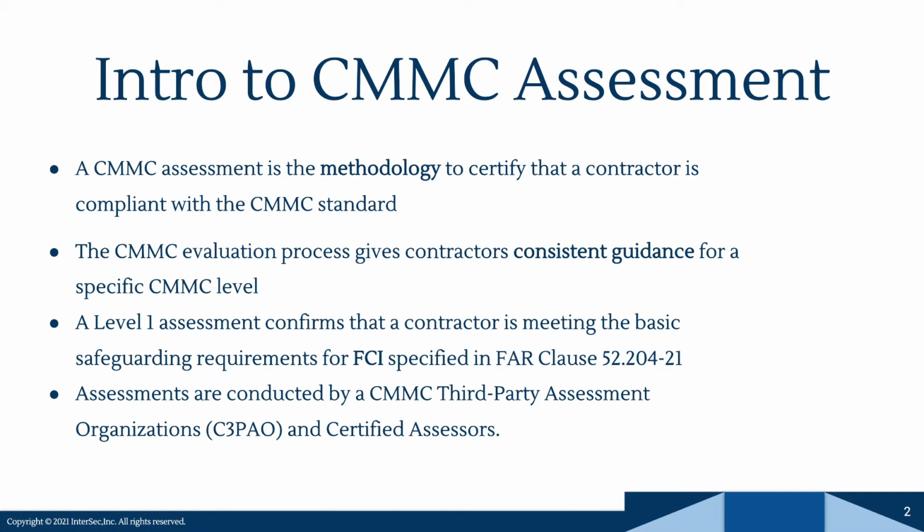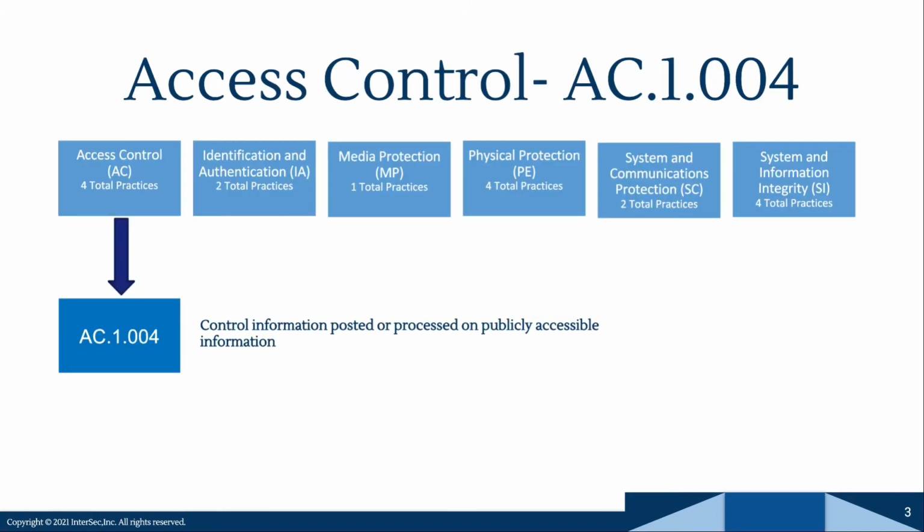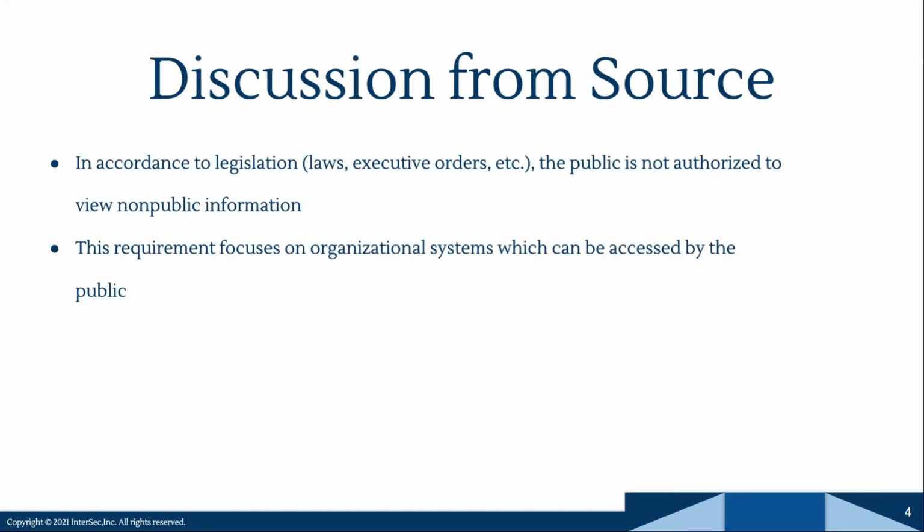Before we discuss the AC.1.004 practice in regards to how it would be assessed by C3PAOs, let's go over a brief background about the practice itself. Currently, we are discussing CMMC Level 1 with our focus on access control, which has 4 associated practices. AC.1.004 is about controlling information that is publicly posted. Using NIST 800-171 as a source for discussion, let us look into what AC.1.004 means.